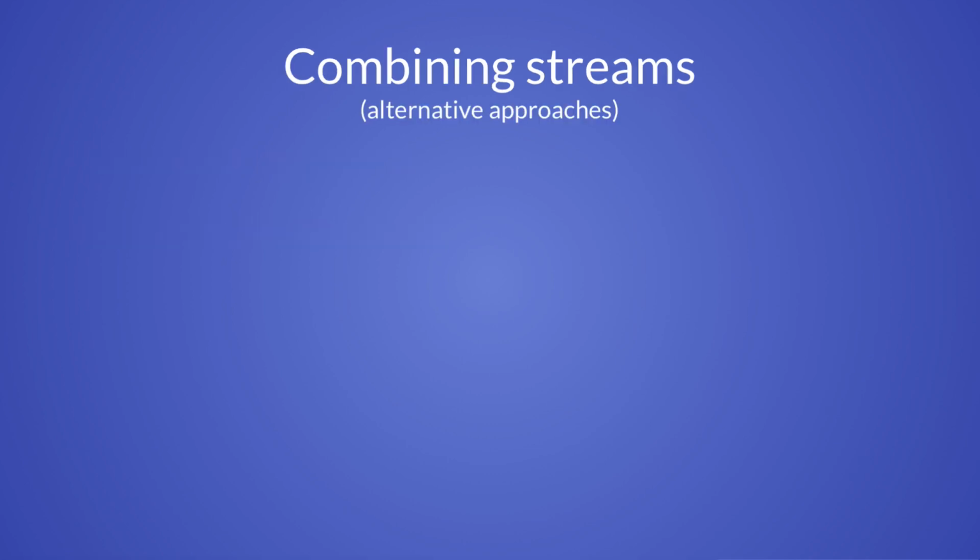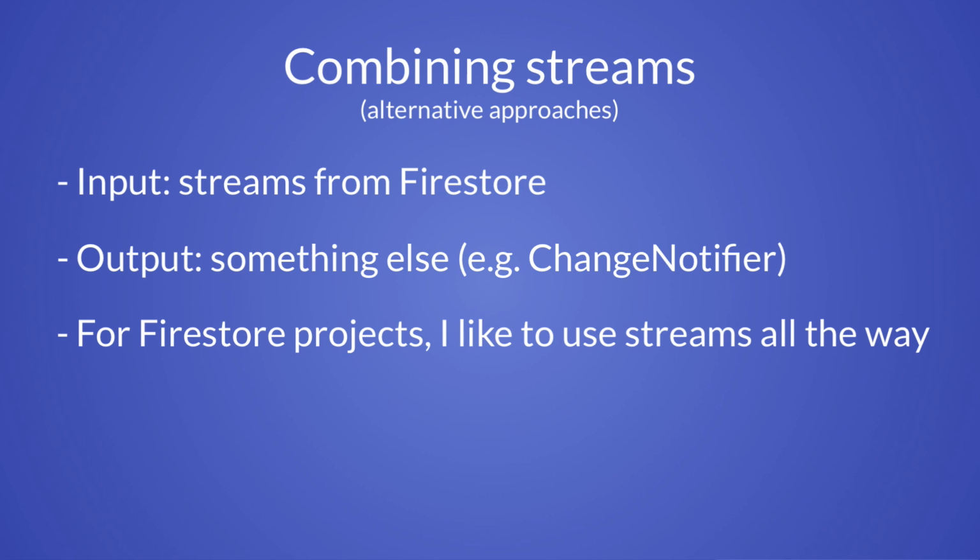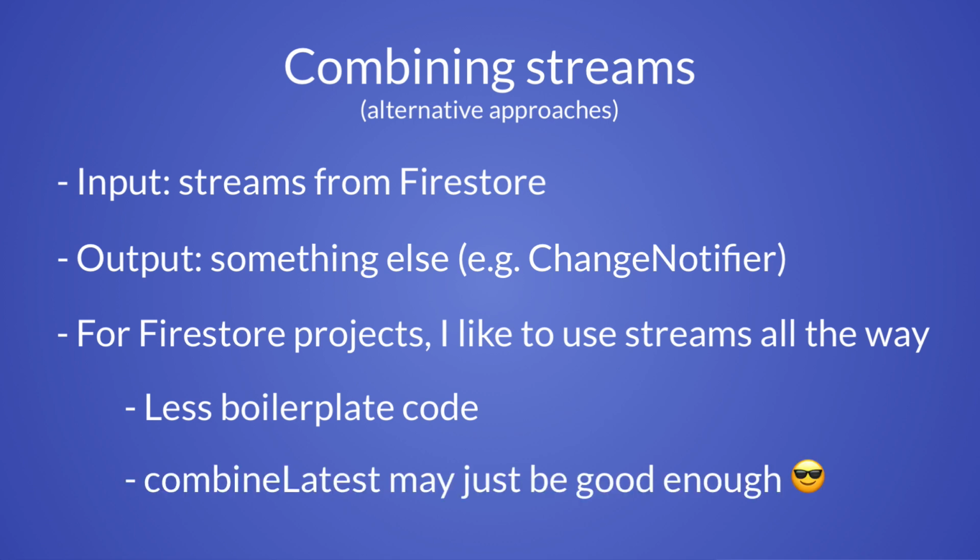By the way, if you wanted, you could also implement a different kind of view model that manipulates the input streams from Firestore but does not output a stream, for example, in favor of change notifier. But I find that with Firestore projects, using streams all the way leads to the least amount of extra boilerplate code. So if you just need to perform stream manipulation and you don't need complex logic, combineLatest might be just good enough for you. So use it wisely.